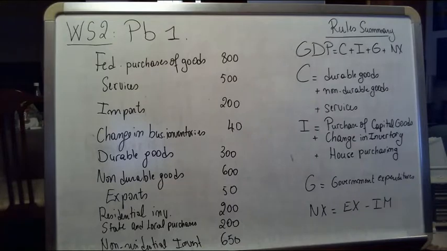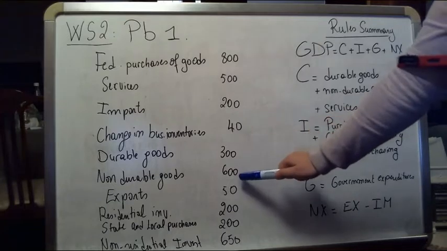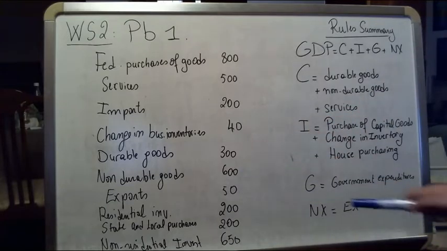So the table has several elements. Federal purchases of goods, the value is $800 billion. Services, $500 billion. Imports, $200 billion. Change in business inventories, $40 billion. Durable goods, $300 billion. Non-durable goods, $600 billion. Exports, $50 billion.